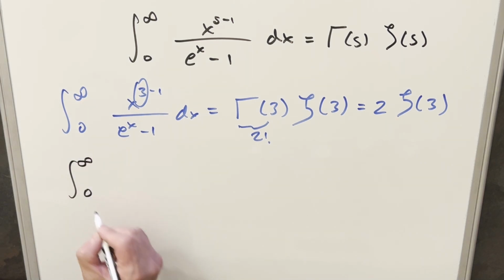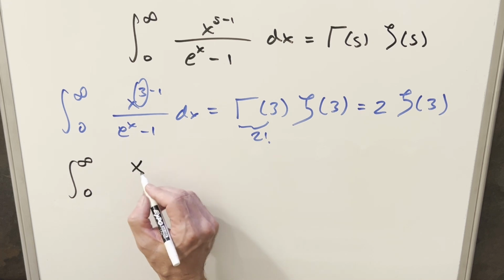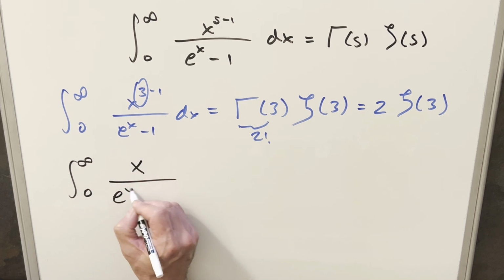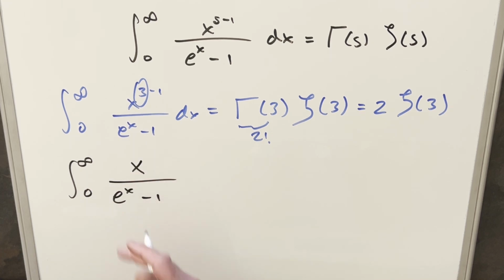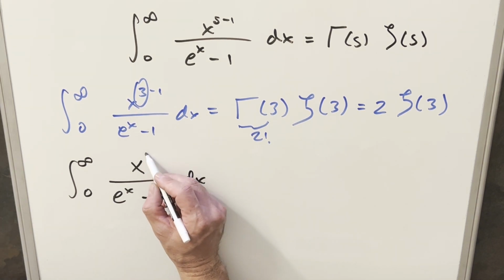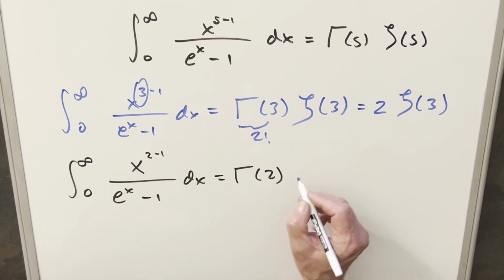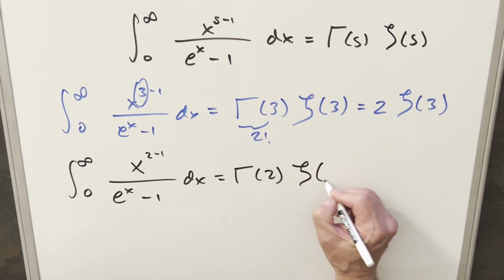And I don't know if I've done this other problem. I feel like I did, but I don't know where that video is. Anyway, instead of having x squared, if you just have x over e to the x minus 1. Yeah, I must have done this one, maybe it was a while back. Anyway, for the exponent 1, we can write this as 2 minus 1, use our formula, gamma of 2 times Riemann zeta of 2.